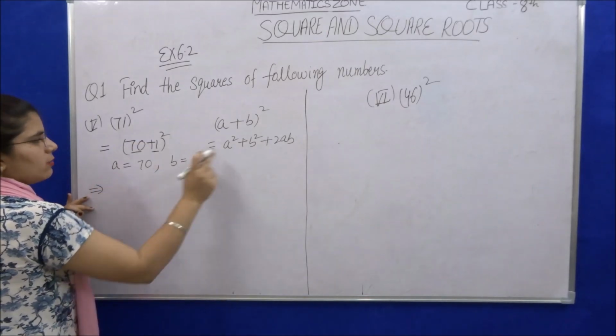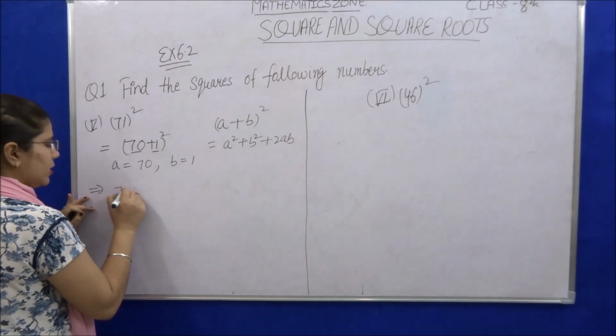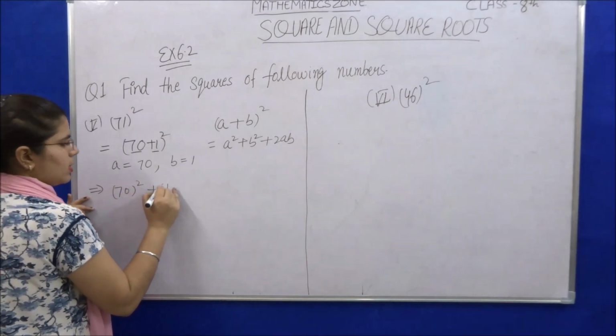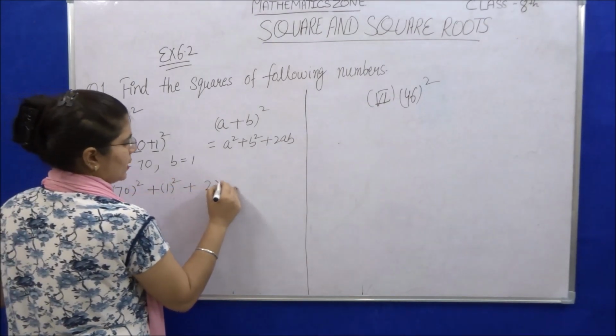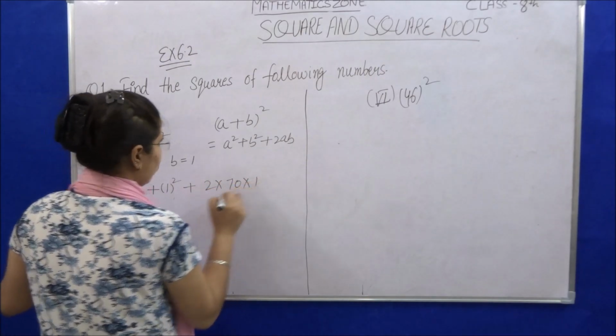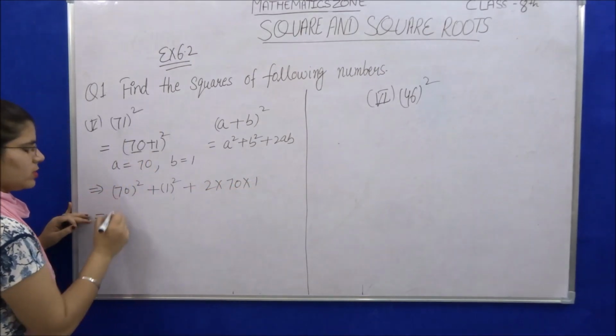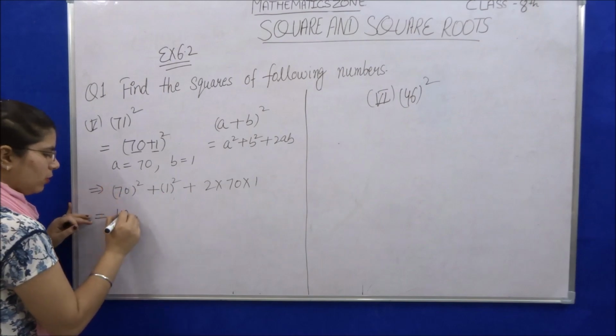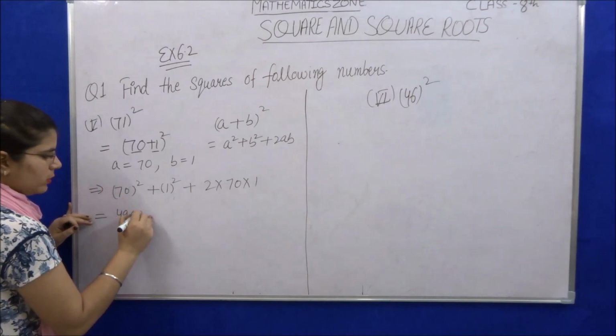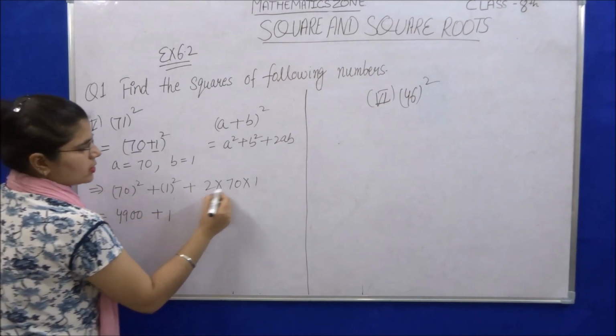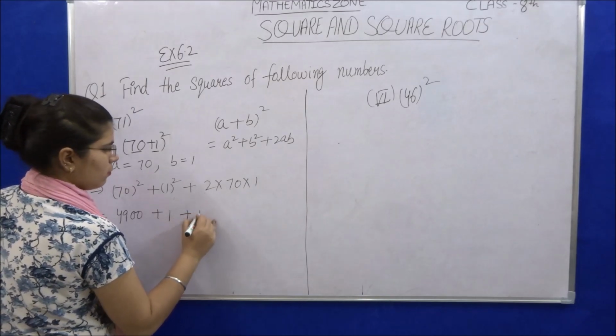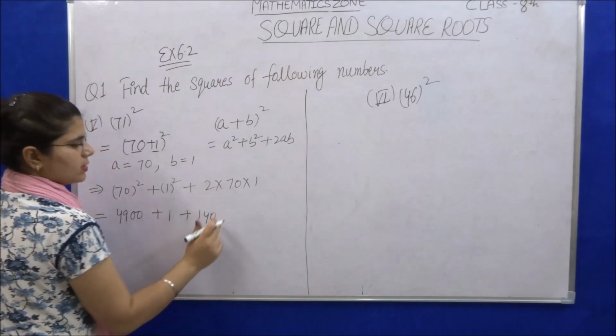(70 + 1) square will be equal to 70 square plus 1 square plus 2 multiplied by 70 multiplied by 1. That will be equal to 70 square, 7 square will be 49, so 4900. Then 7 multiplied by 2 will be 14, so 140.